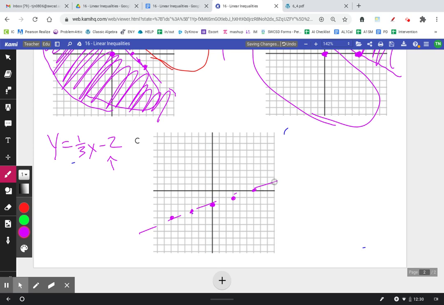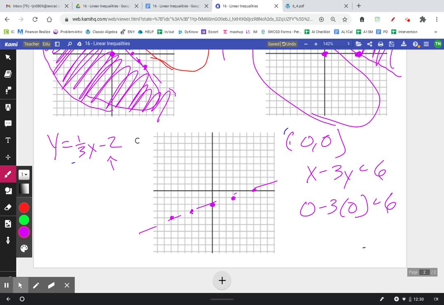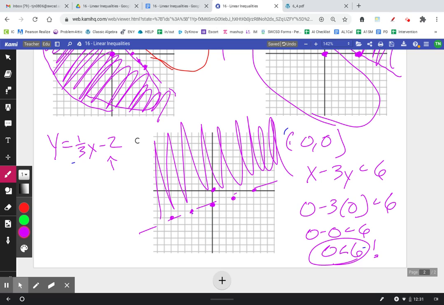Let's test the point. We love the point 0, 0. Our original equation was x minus 3y is less than 6. So let's plug our zeros in. 0 minus 3 times 0 is less than 6. 3 times 0 is 0. So 0 minus 0 is less than 6. 0 minus 0 is 0. Is 0 less than 6? Yes, it is. Where is that point? We tested that point's right there. That means all the solutions are on this side of the line.